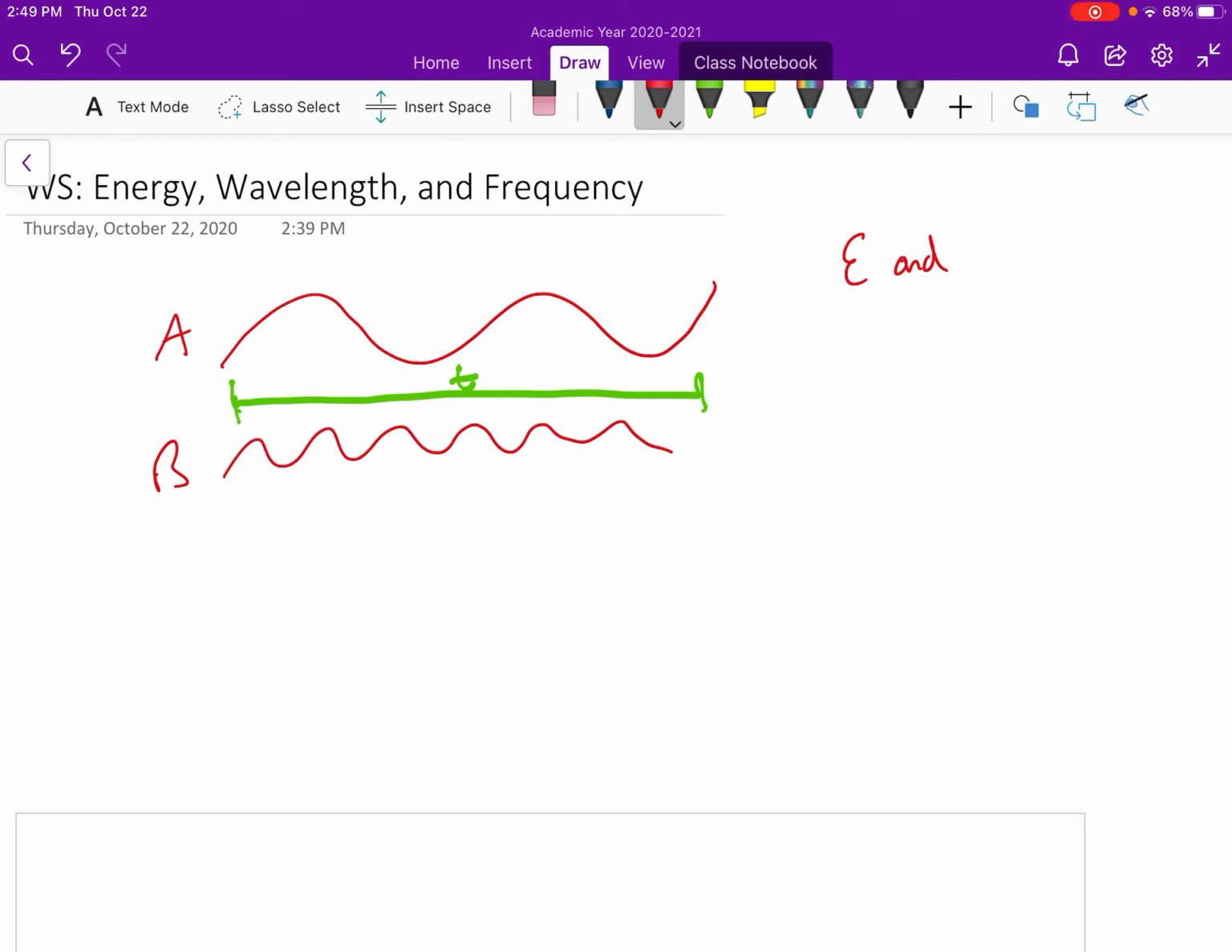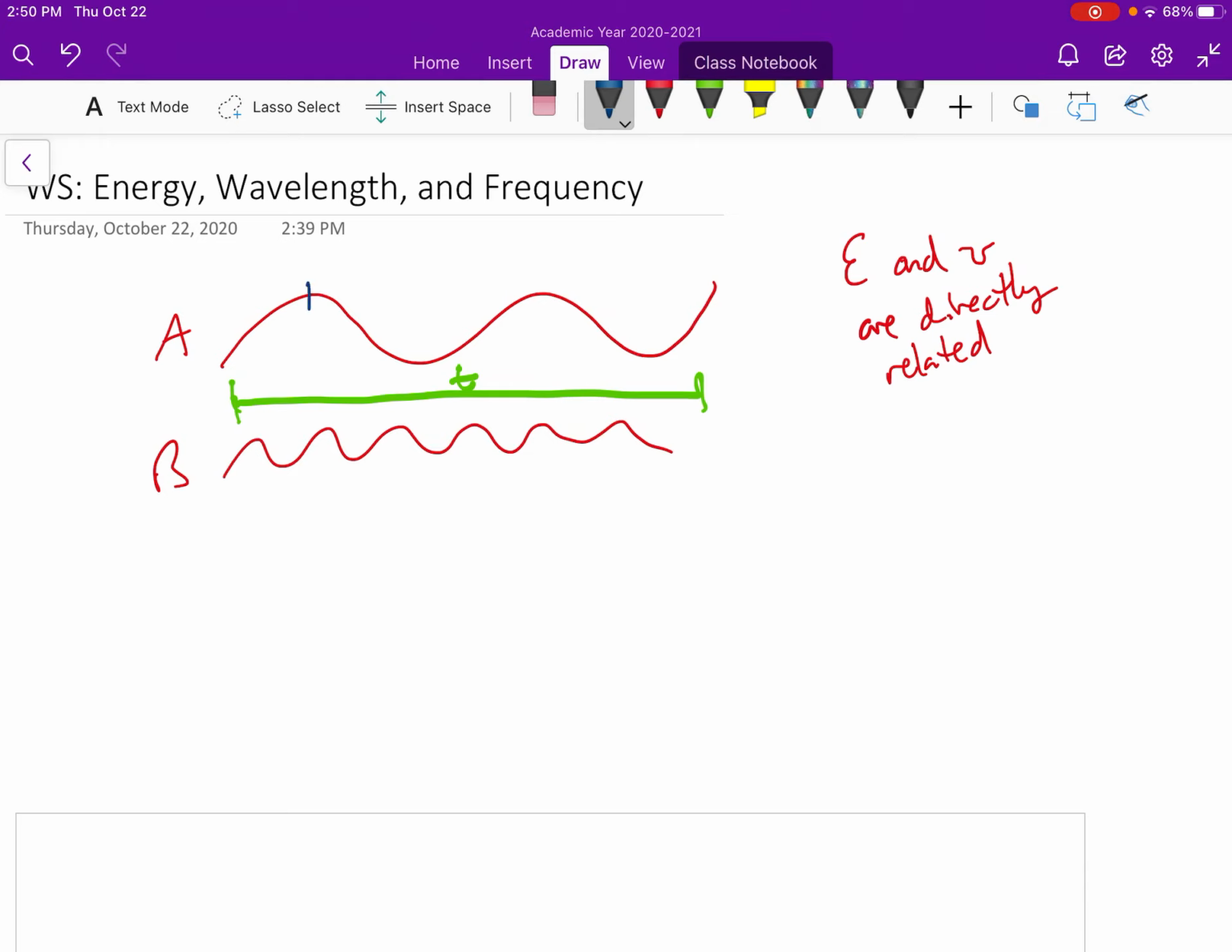So you might have heard frequency as being the symbol F. Unfortunately, F means other things in chemistry, so we tend to use the cursive v. So that's frequency. So energy and frequency are directly related. One goes up, the other goes up. What about wavelength?